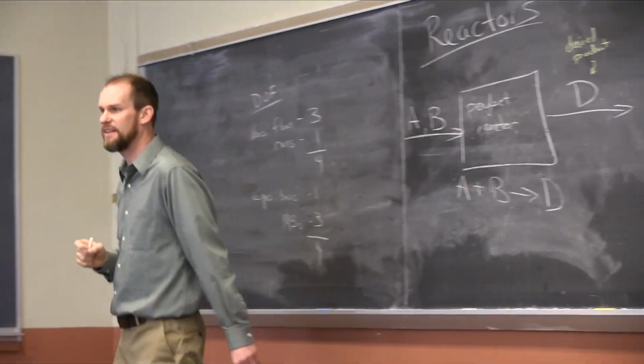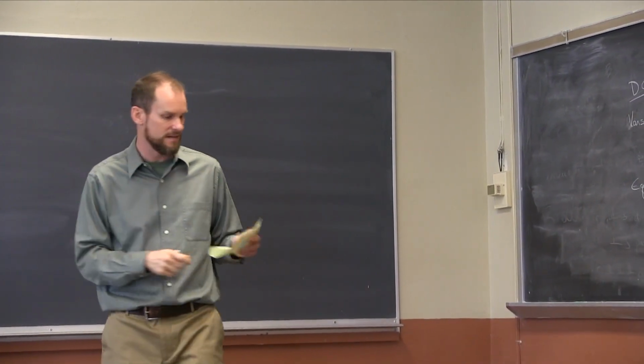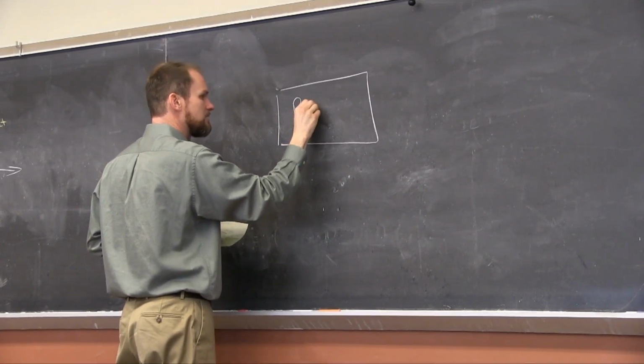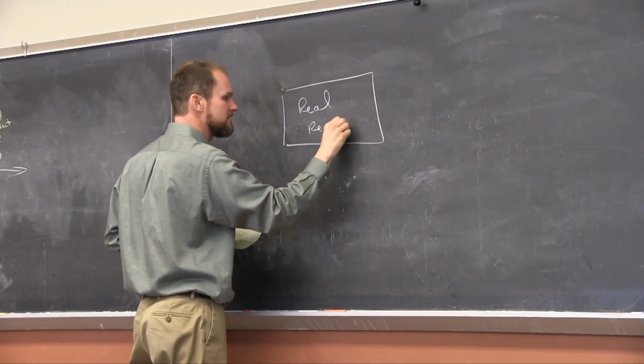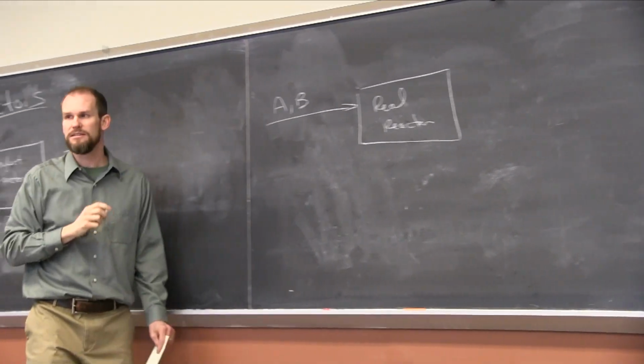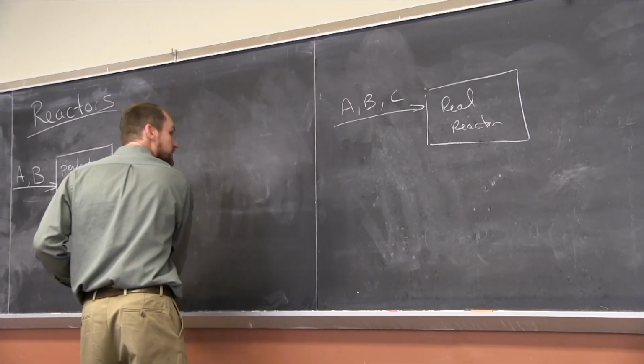All reactions work like that. Our job is figured easy. We just put in the reactants, we get out the product. That's great. If we had not a perfect reactor, but a real reactor, I'm going to feed in A and B, but I might also have a contaminant, C.